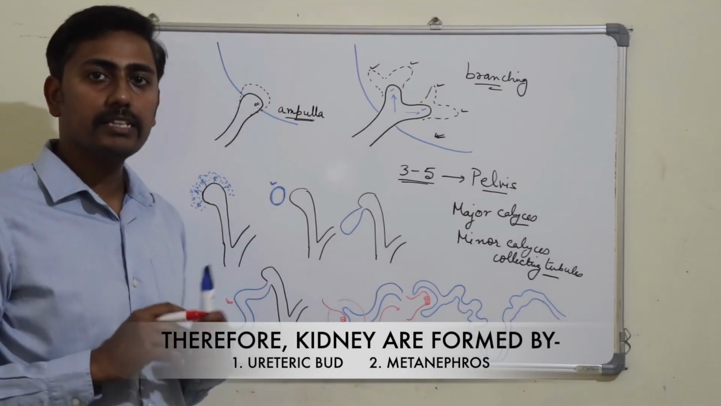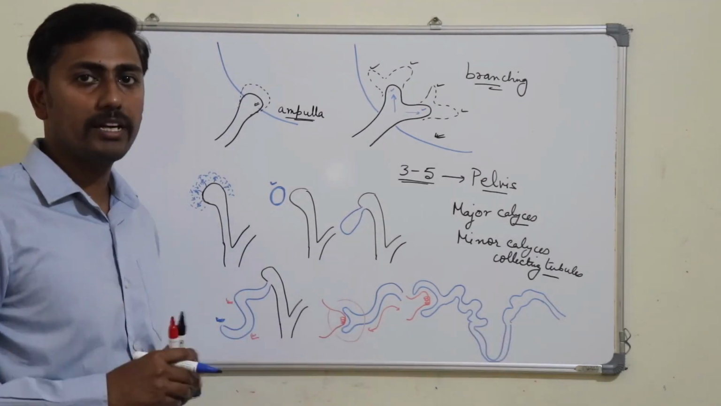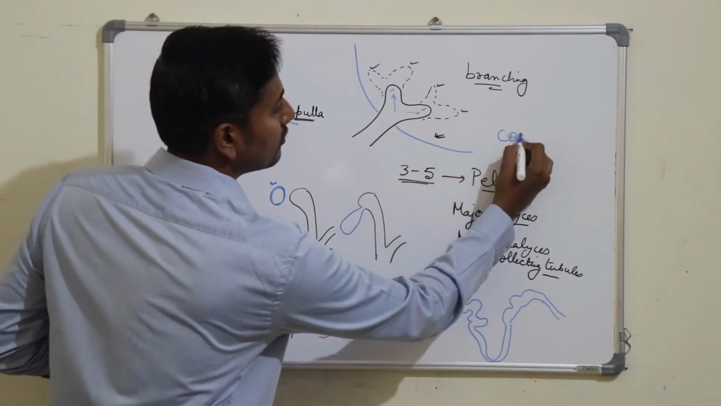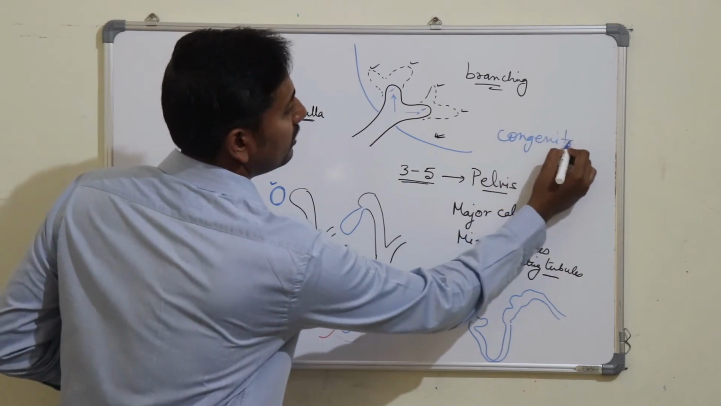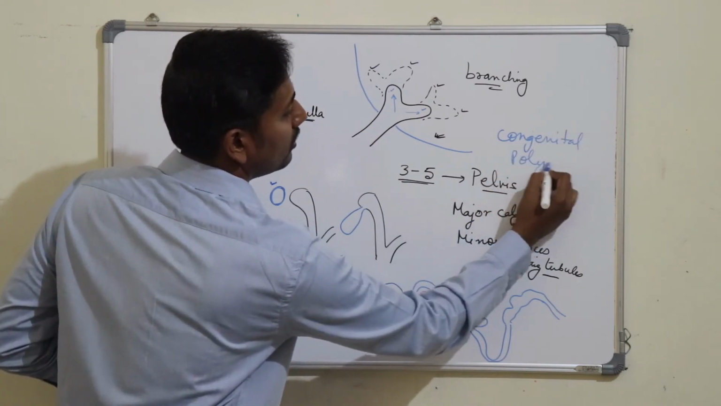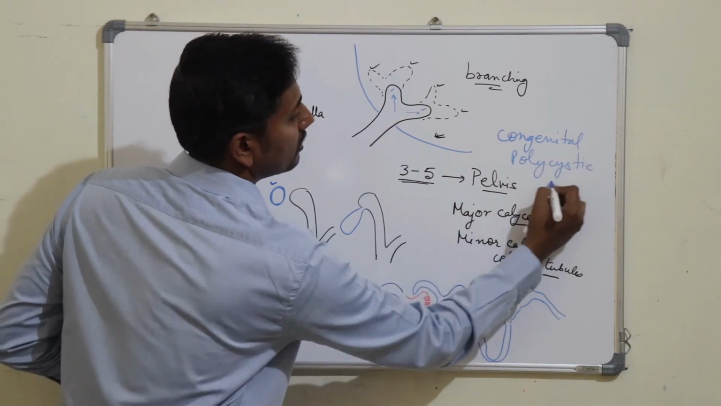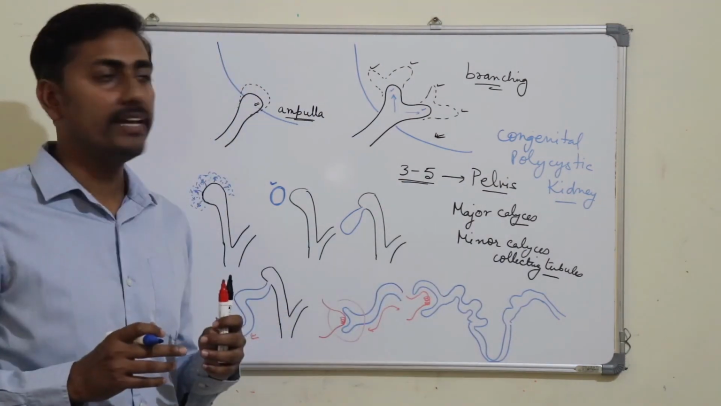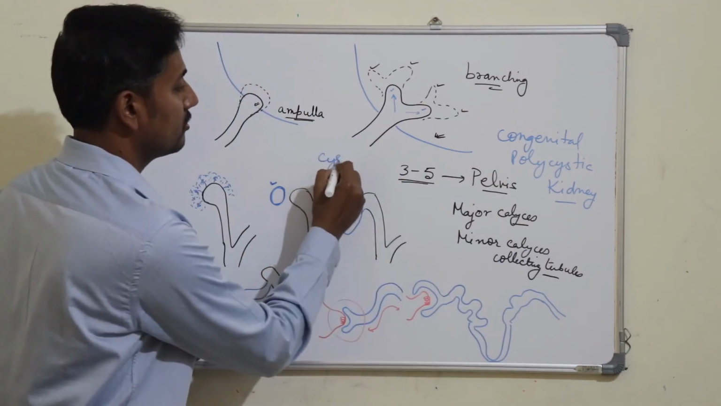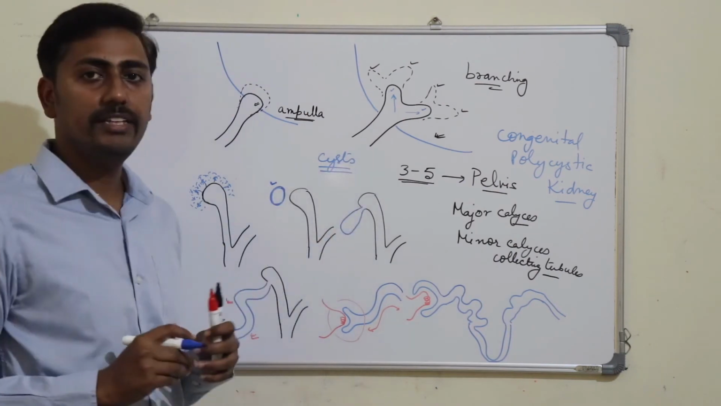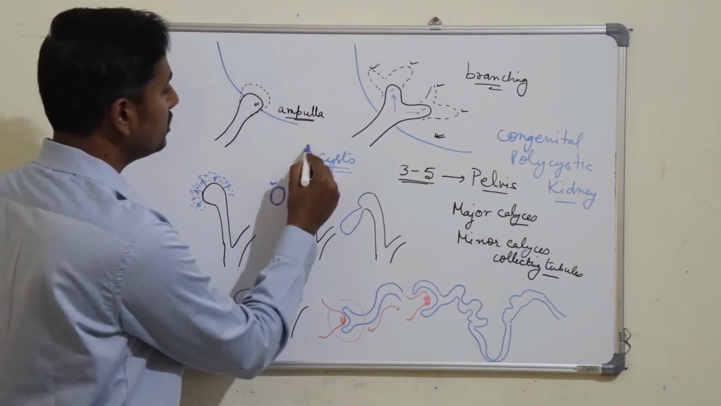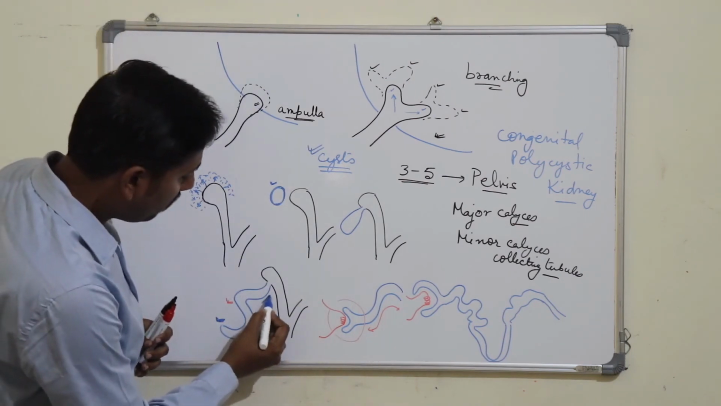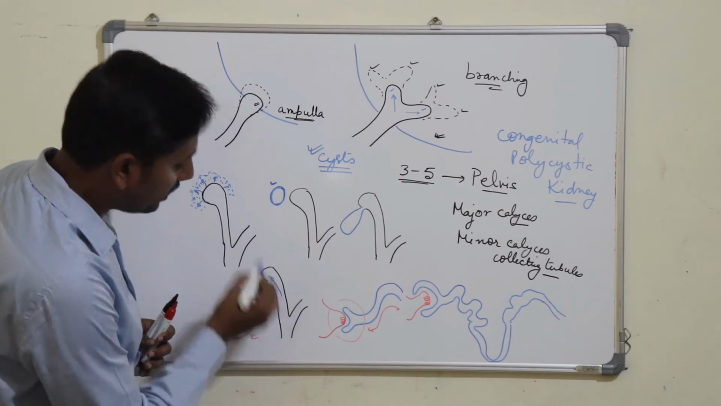Now the various anomalies of the kidney. A very important anomaly of the kidney is the congenital polycystic kidney. In this, many cysts are present in the kidney. These cysts are formed due to the failure of the fusion of the S-shaped tubule with the developing ureteric bud.